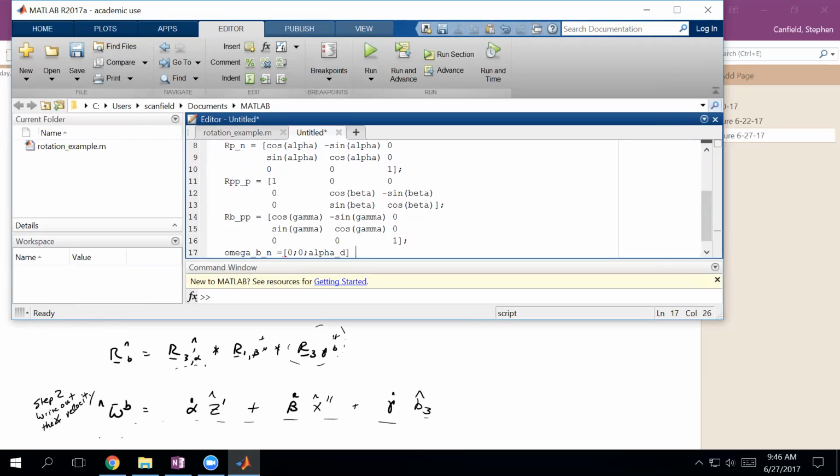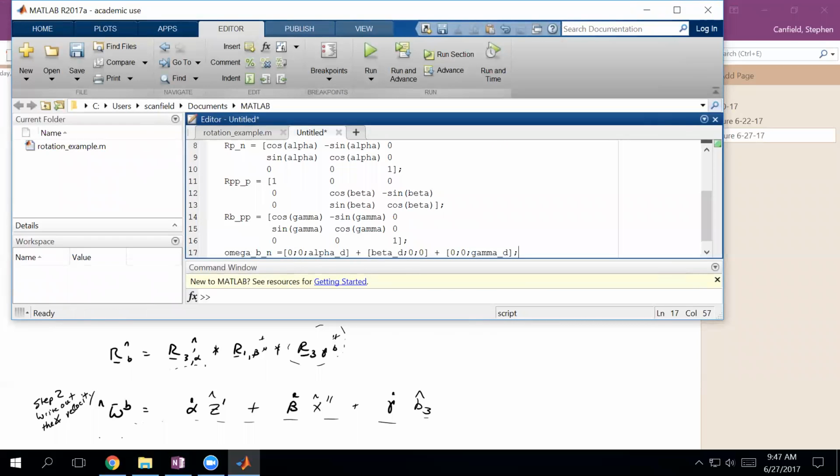So that was the first term. The second term was beta dot in the X, so it was beta dot in the X, next row 0, next row 0. And then the third one was gamma dot in the 3 direction. So it was 0 in the X, 0 in the Y, and gamma dot in the 3 direction. So I have those. So that's my omega b to n.